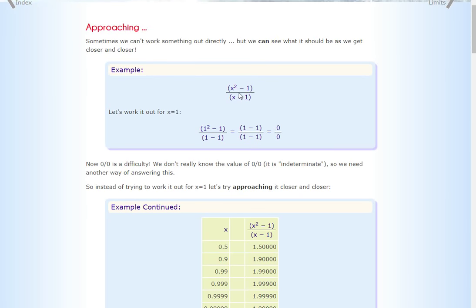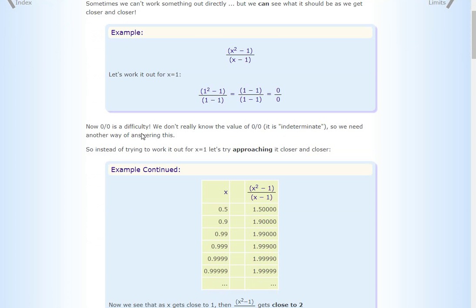Let's look at this example. So for x squared minus 1 over x minus 1, if we try to substitute in 1 to work that out, what happens is we end up with 0 over 0. 0 over 0 is a special case. We don't really know what the value is, so we say that it's an indeterminate value. Okay, so an indeterminate value would be what? What's the indeterminate value? 0 over 0. Okay, so that's your indeterminate value.